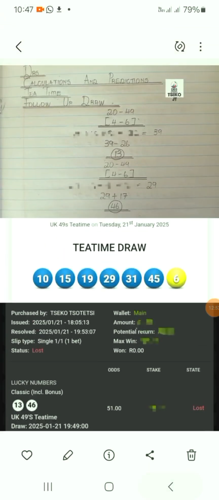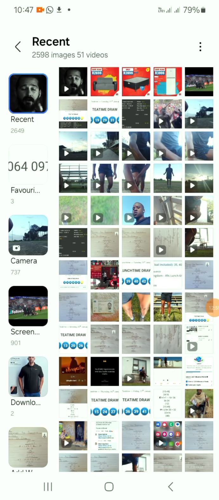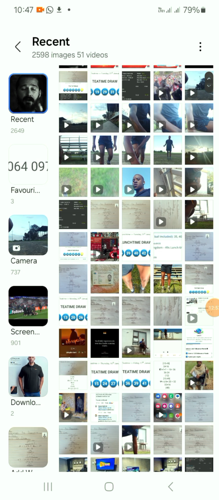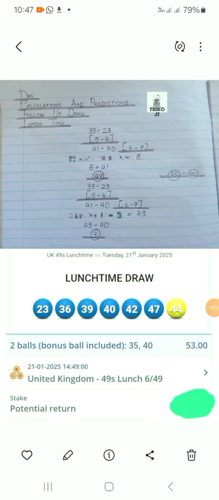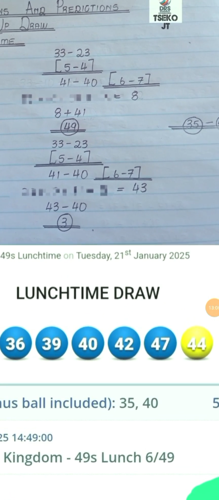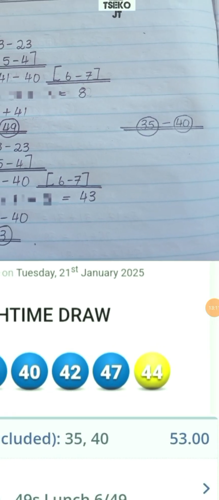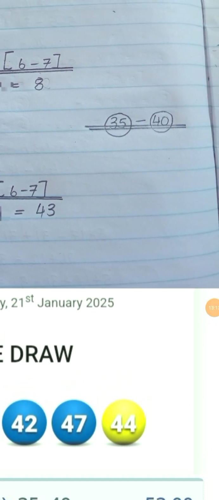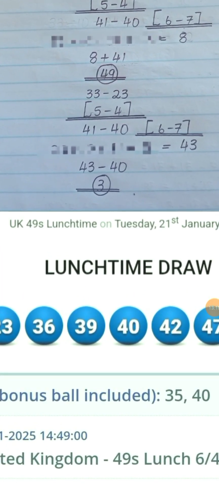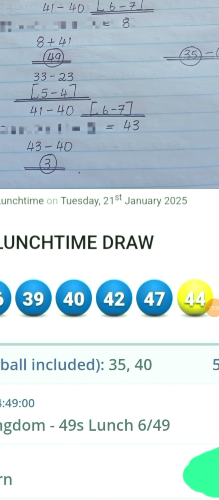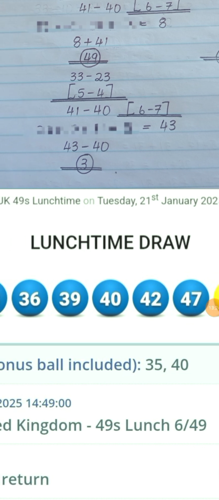I only calculated 35 and 40. These were my predictions for yesterday, and I also banked on a single number. Here's 35 and 40, but what had played was 36 and 40. And here's my ticket: 35 and 40.